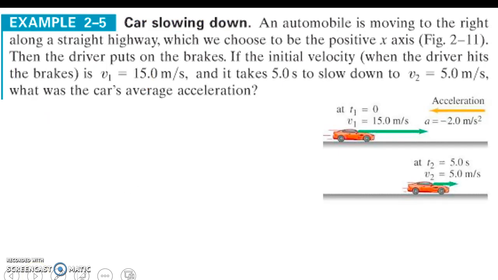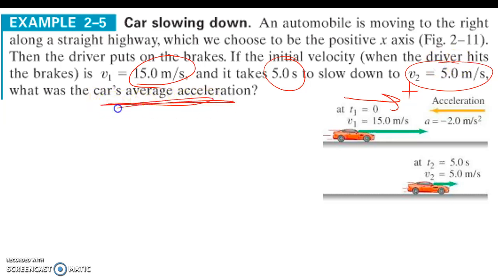Okay, let's talk about a car slowing down. A car is moving to the right along a straight highway, which we choose to be positive, so we make this way positive because it's going right. The driver puts on the brakes. The initial velocity when the driver starts hitting the brakes is 15 meters per second. It takes 5 seconds to slow down to 5 meters per second. What is the average acceleration?